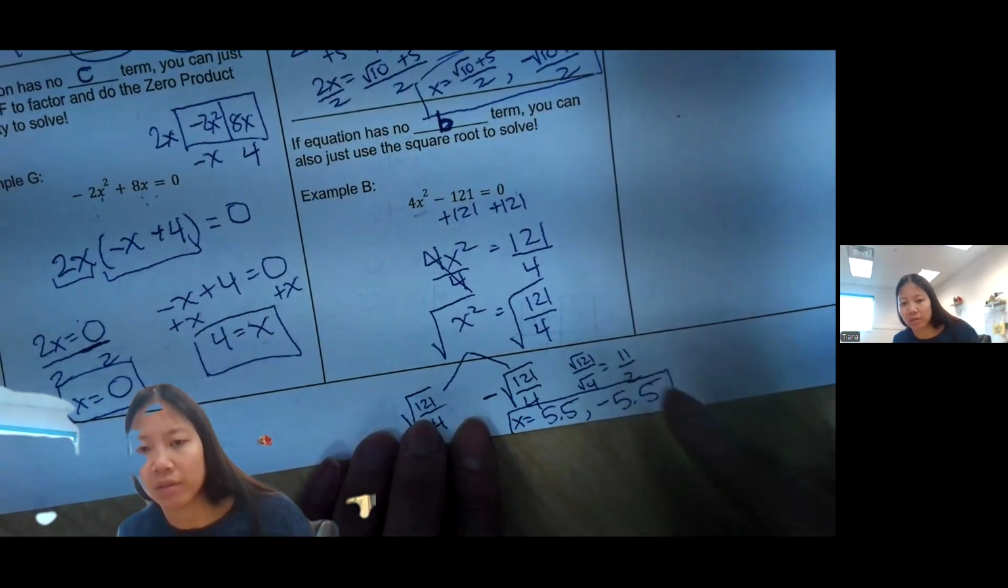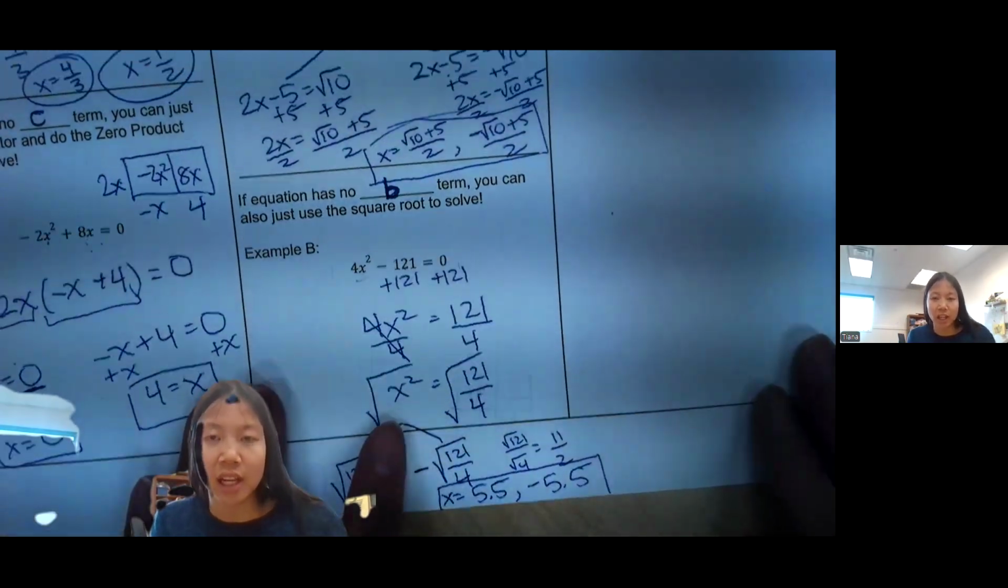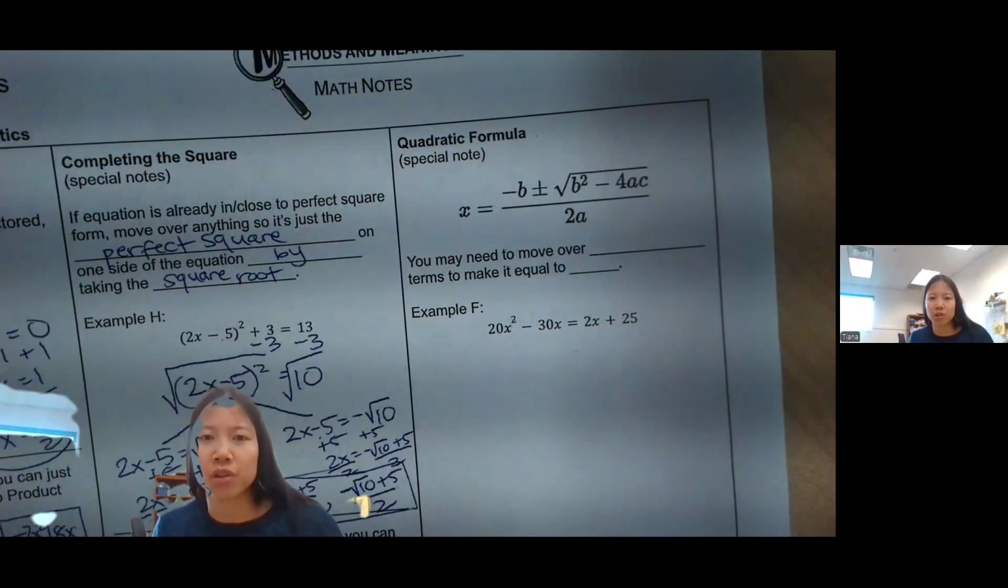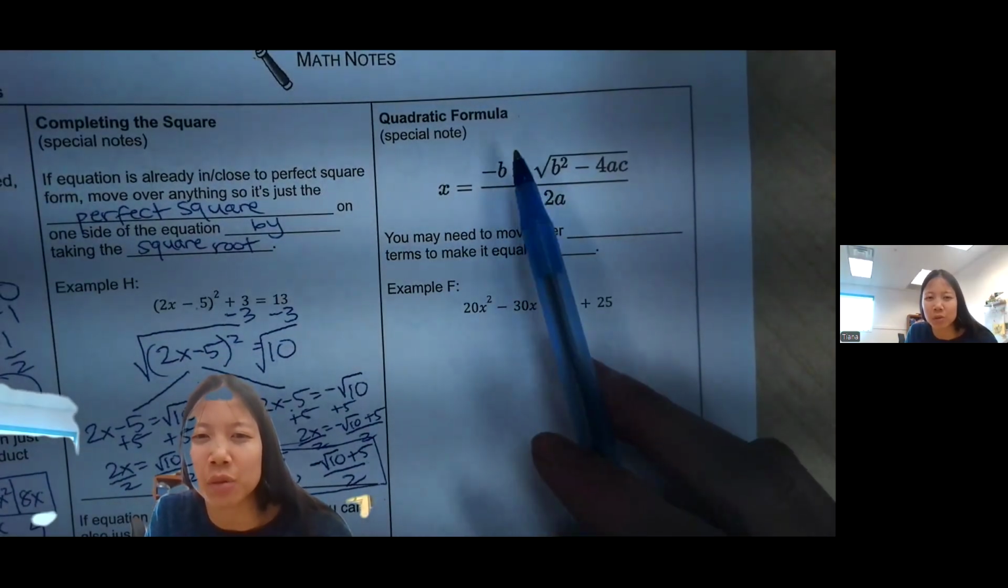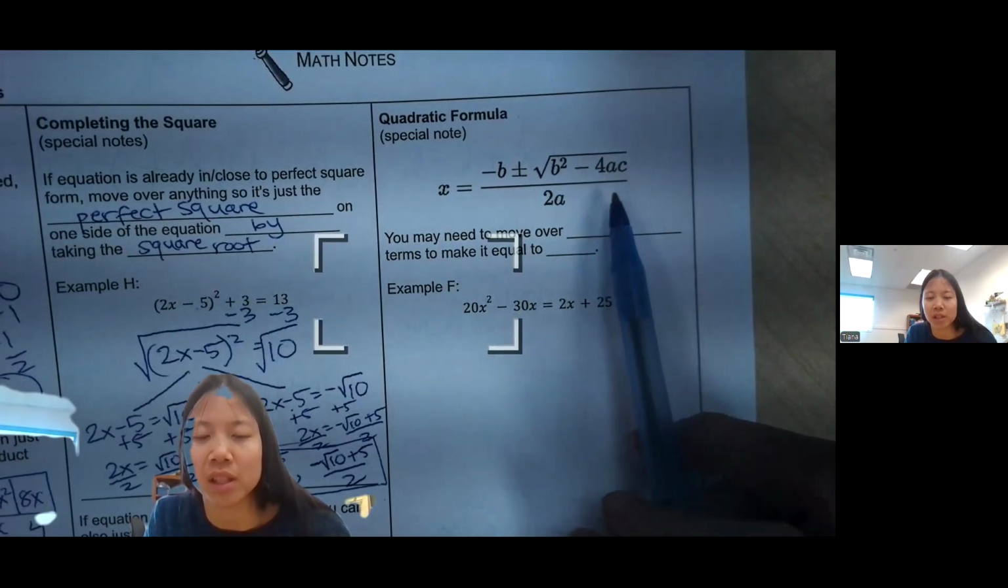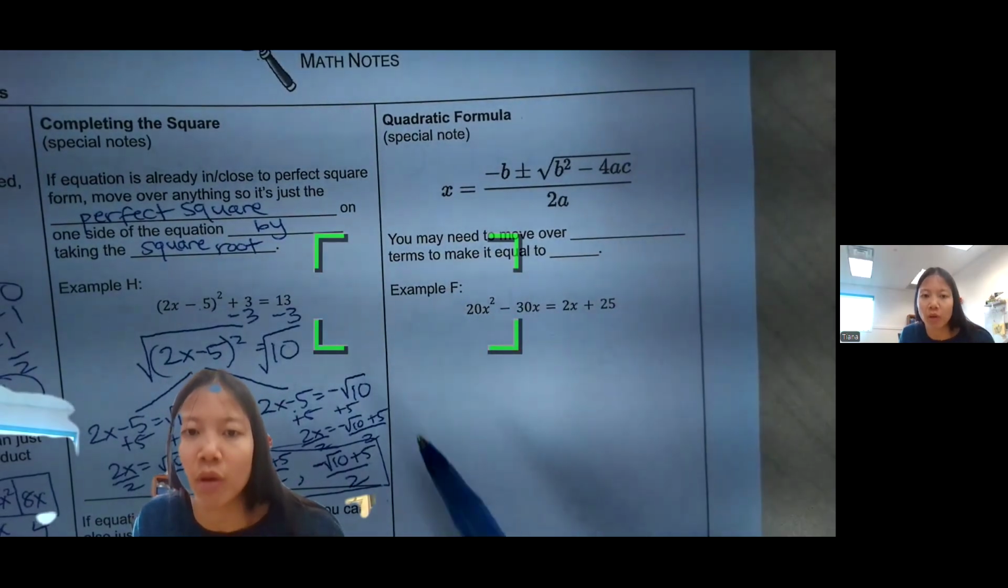Or you can leave them as fractions too. Okay, let's check out this last example here for our quadratic formula. We have a special note here: x equals negative b plus or minus the square root of b squared minus 4ac, all over 2a. That's our quadratic formula.